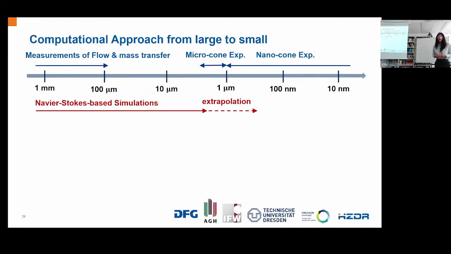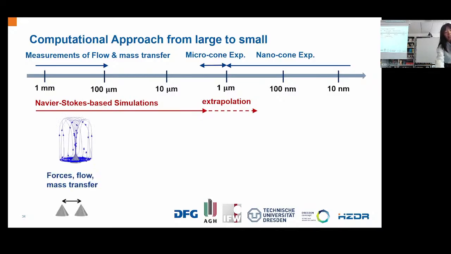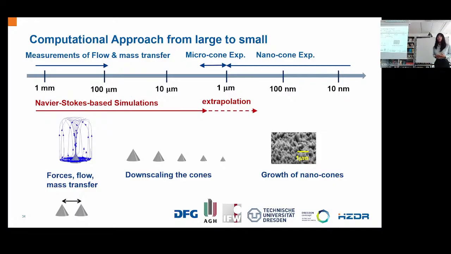First of all, we used optical measurements of flow and mass transfer combined with numerical simulations to study the cones at millimeter size. This gives us a basic idea of the forces, flow, mass transfer, and reaction around the cone. And then moving towards micro and nano scales, where the optical measurement becomes difficult, I performed a numerical study to see the scaling behavior of the flow and mass transport when the cone size shrinks. And finally, we could get some insights for the growth of the nanocones.